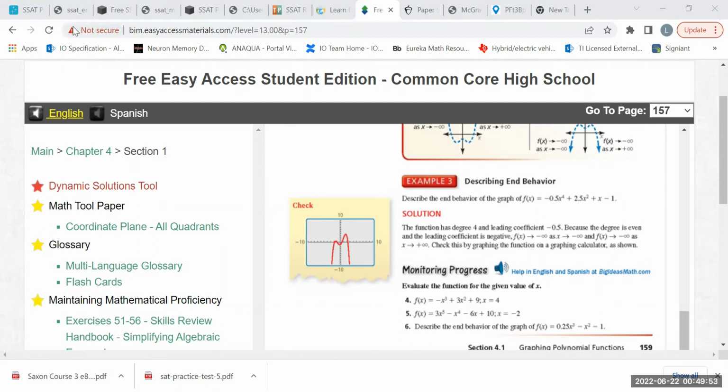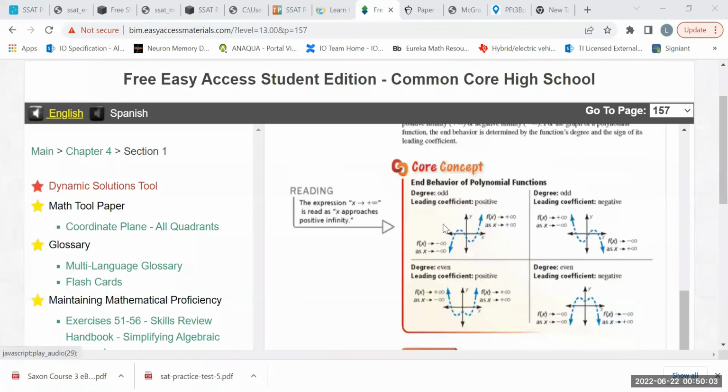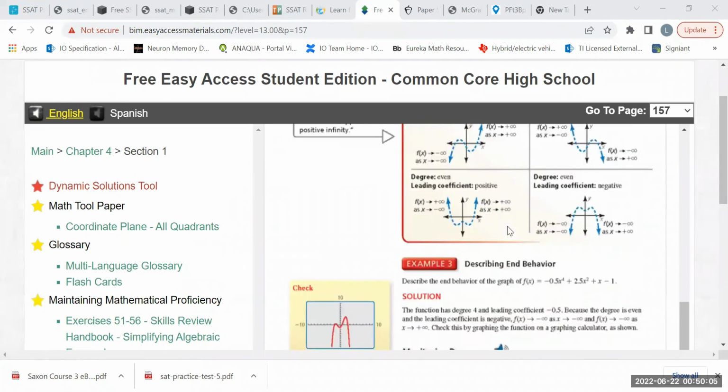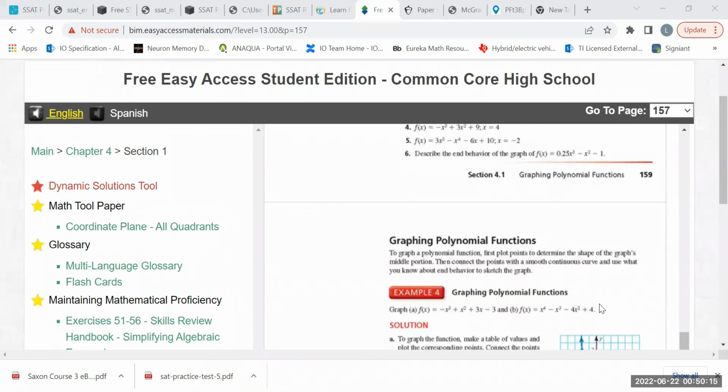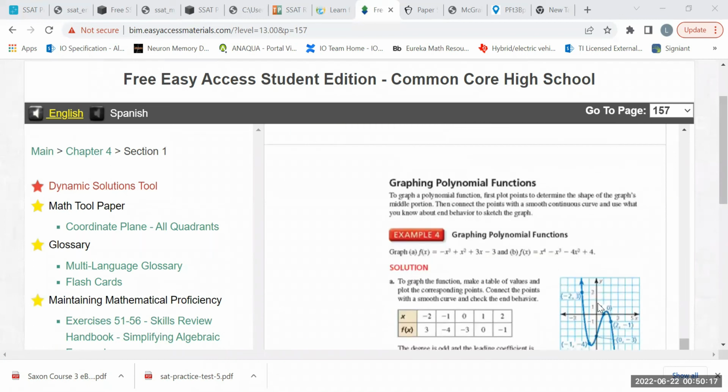Odd positive. That's correct. So you just look at the leading coefficient and the degree. Okay. Does that make sense? Yeah. All right. Now let's look at how you go ahead and graph polynomial functions.